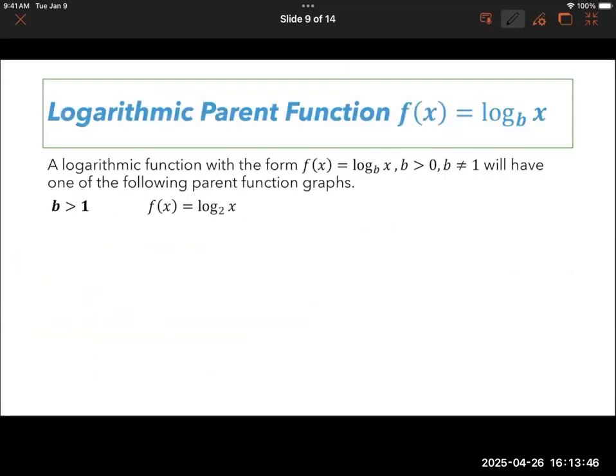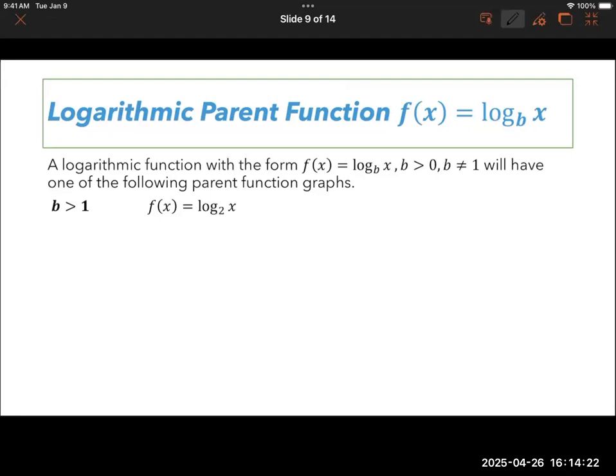All right, let's think about logarithmic parent functions now. So again, the most simple form of a logarithmic function is f of x equals log base b of x. Same criteria still hold as with the exponential. b has to be greater than 0. b cannot be equal to 1. So all of that is still true. And we do again get slightly different graphs based on whether b is greater than 1 or if b is something between 0 and 1.